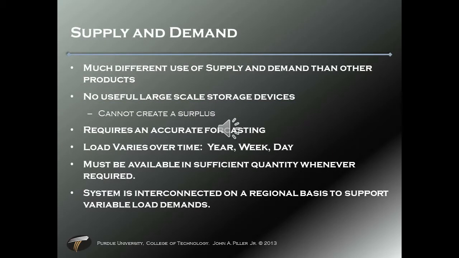Here we have supply and demand. Much different use of supply and demand than other products, and electrical energy is a product. Power, production of power is production of a commodity, so it's just like making a hammer, just like making a car in a factory. The difference in our supply and demand is that we have no way of creating a surplus.